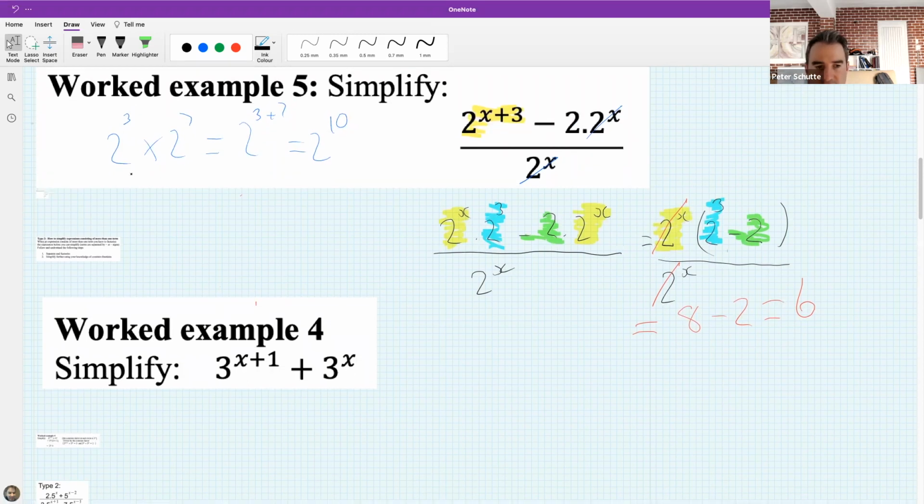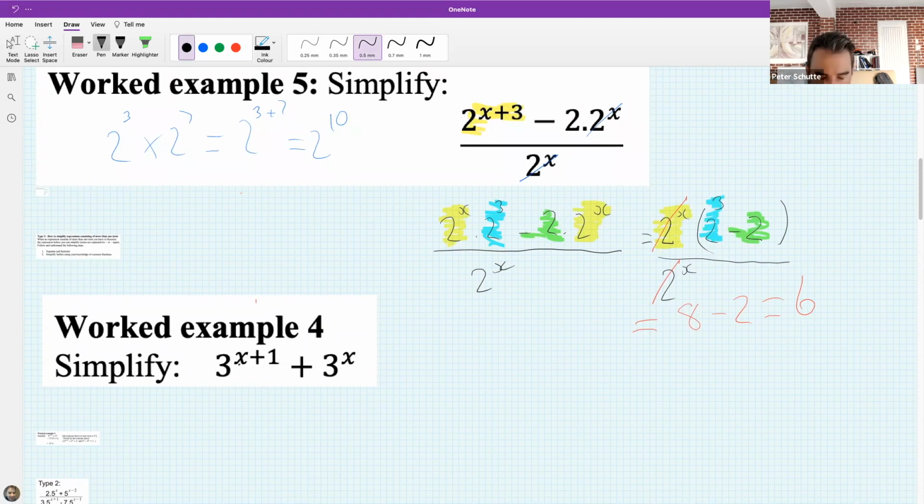Now, in the second question, the same thinking is going to apply. I look at this and I think, oh, it looks like there's a common factor, but I can't see it yet. So I'm going to write this as 3 to the x times 3 to the 1 plus 3 to the x. So now I look at this and I go, what's the common factor to both terms? It's going to be 3 to the x.